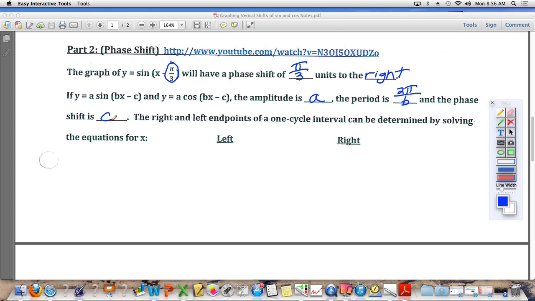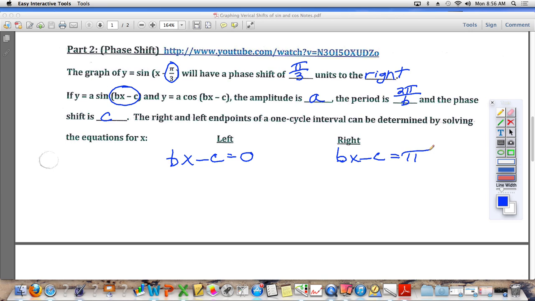So in this case, what we're going to do is take this stuff, the bx minus c, that's what I mean by stuff, bx minus c, and we're going to put it equal to the left endpoint. And the left endpoint normally is equal to 0. And then to find your new right endpoint, you have to take your stuff, which is bx minus c, and you need to put it equal to the right endpoint, which is 2 pi. And we need to solve for just x.